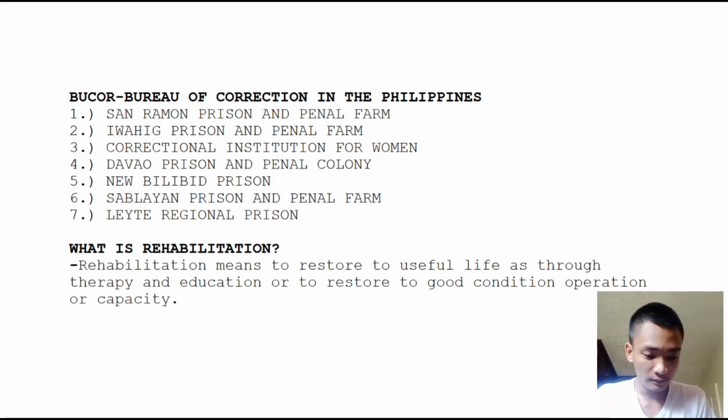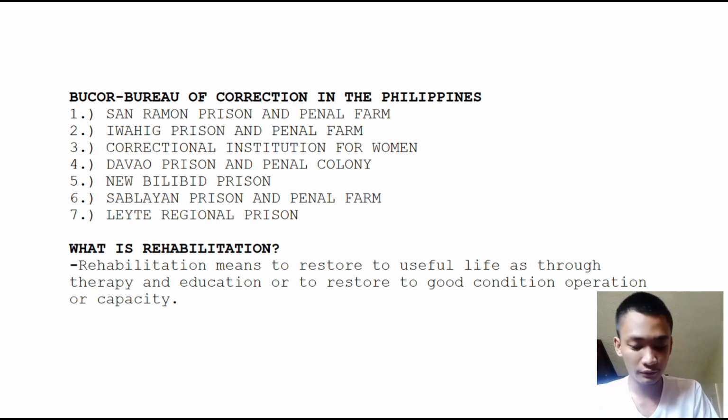Punta tayo sa Bucor. Next is the Bucor. Ano nga ba ang Bucor? Pag sinabing Bucor, when we say Bureau of the Correction of Philippines or Bucor is the kawanihan ng mga bilangguan, which is agency of Department of Justice which charged with the custody and rehabilitation of national offenders who have been sentenced to 3 years of imprisonment or more. Here the different places that belong to the Bucor.